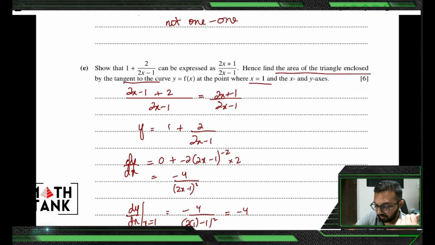I need the equation of the tangent now. Let's first find the y coordinate. The y coordinate is going to be 2 times 1 plus 1 over 2 times 1 minus 1. That gives me 3 over 1, which is 3. y minus y1 equals m times x minus x1.